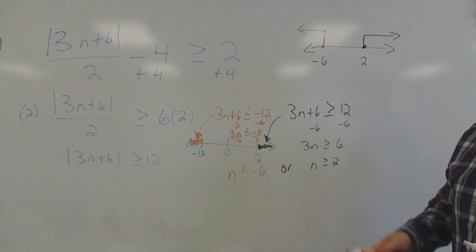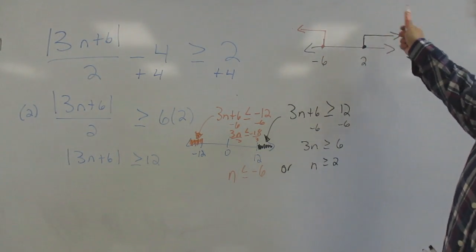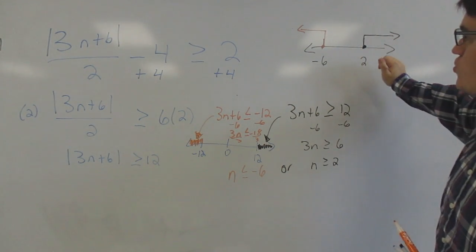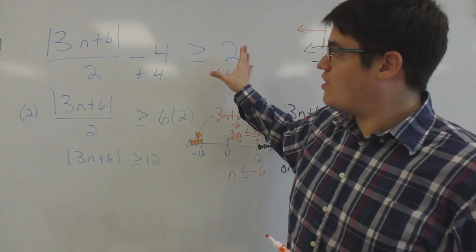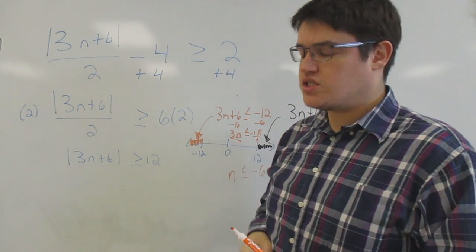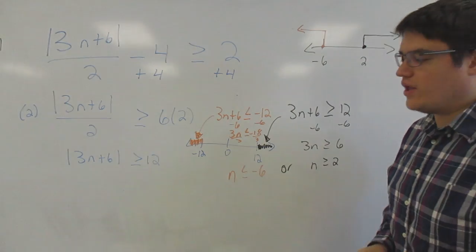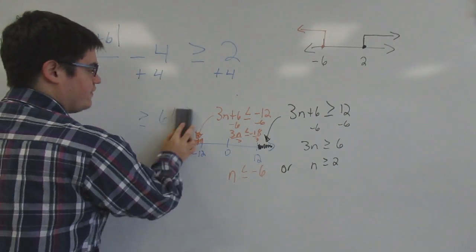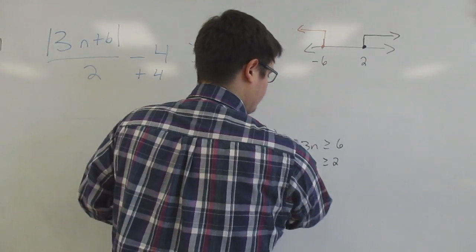Okay? So something good to think about. What exactly does our graph mean at the end? It means that our n values have to be greater than or equal to 2 or less than or equal to negative 6 for this to work. Okay, let's look at one more. Again, try to do this one by yourself and see how you do.